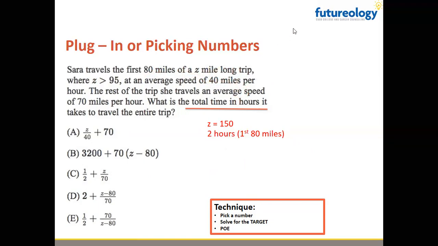Okay. Got it? Next step. Again, take them in what we call bite-sized pieces. Don't try to look at it all at once. It just could be overwhelming. So now we got to do the rest of the trip.